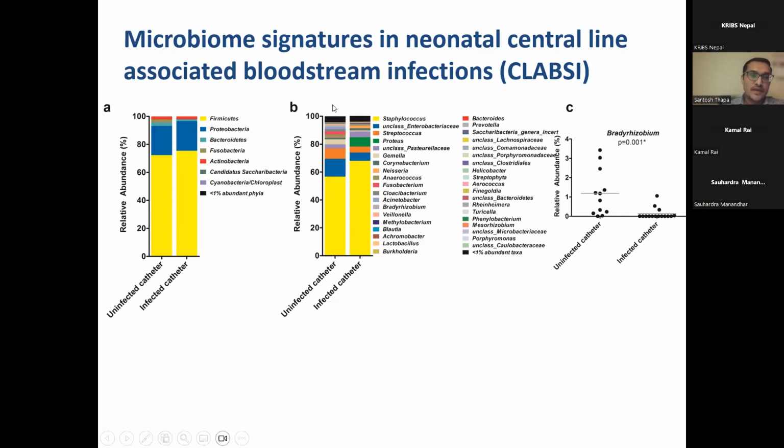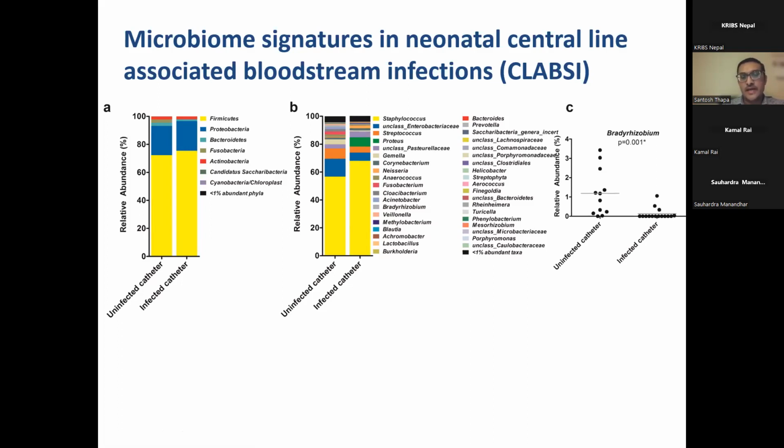So here in the x-axis are the two different groups. In figure A, one is the uninfected catheter, and the other is the infected catheter. And the y-axis shows the relative abundance, which runs from 0 to 100%, or you can also put it 0 to 1, which basically is the ratio between these different types of bacteria. A is showing the phylum level taxonomy composition between the two groups, whereas B is showing the genus level bacterial composition between these two groups.